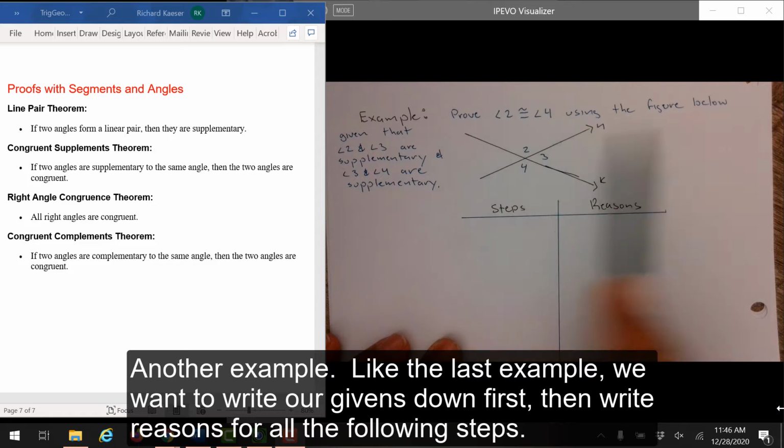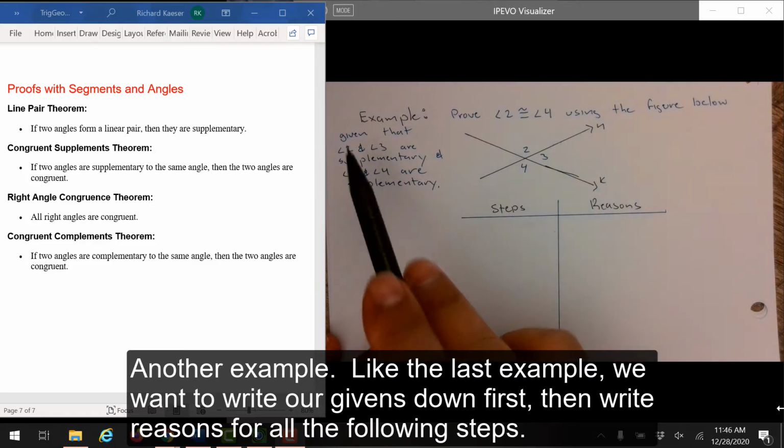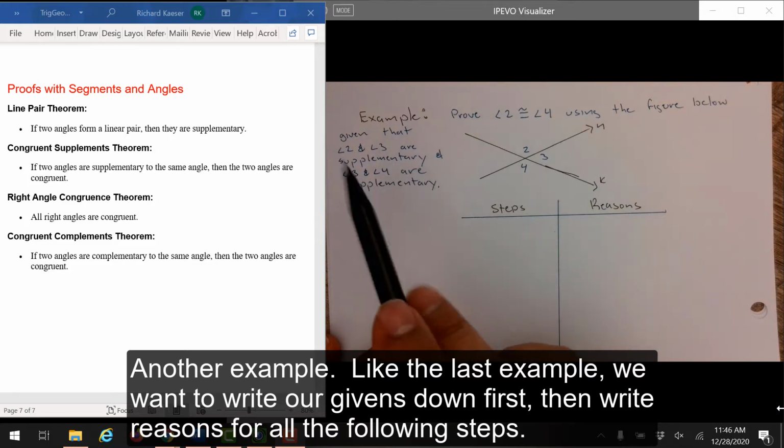Another example. Like the last example, we want to write our givens down first, then make sure to write our reasons for all the following steps.